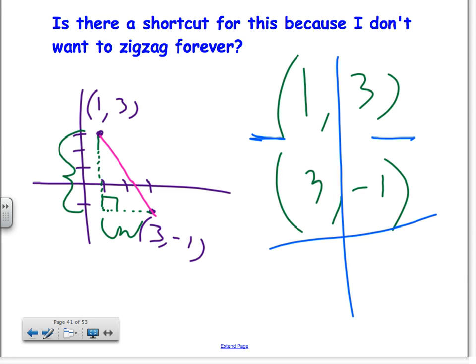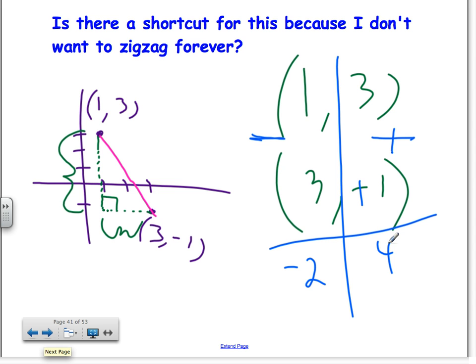But let's subtract. What is 1 minus 3? -2. What is 3 minus -1? Everything you have a minus negative, that would become a plus, right? Don't forget. And it's a 4.